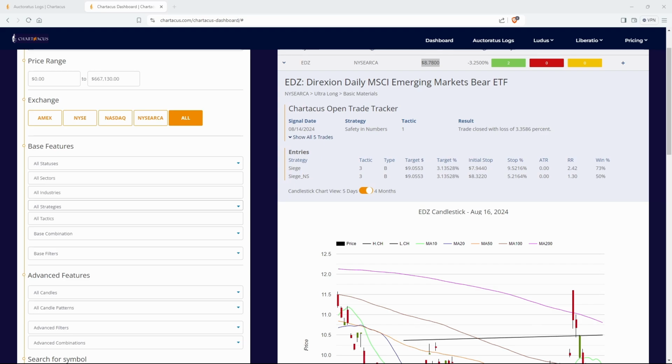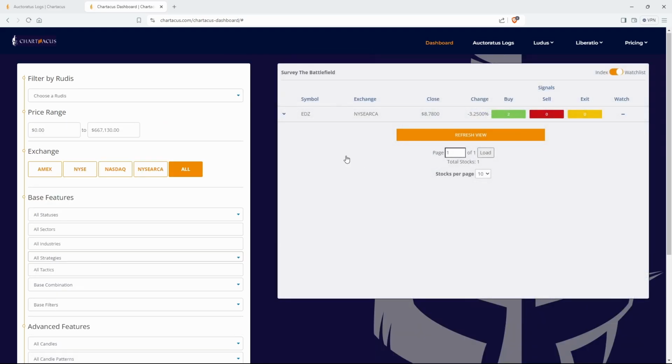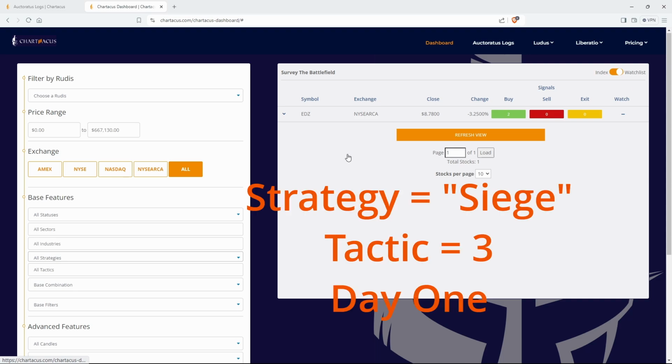That's it. We'll add EDZ to our watch list by clicking this plus right here. You can go to the watch list, and there it is. And then we'll come back in the morning and check it to see if Chartacus makes any adjustments to the stop or target price. Remember, the strategy you're going to be following daily in this trade for EDZ is Siege Tactic number 3. And today is day 1 of the trade. See you tomorrow.